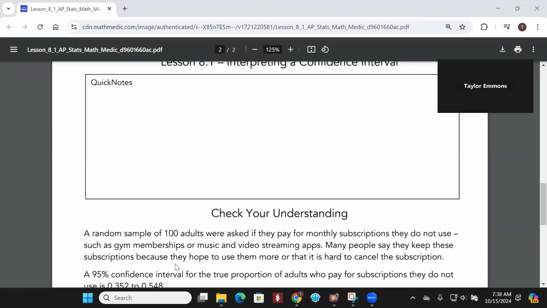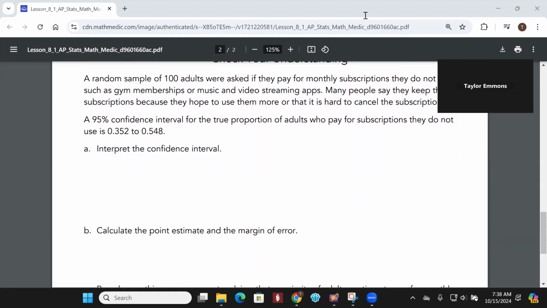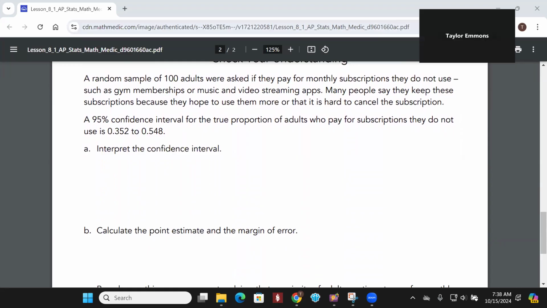Ready? All right. On a random sample of 100 adults, we were asked if they pay for monthly subscriptions they do not use, such as gym memberships or music or video streaming apps. Many people say that they keep these subscriptions because they hope to use them more, or that it is hard to cancel the subscription. So a 95% confidence interval for the true proportion of adults who pay for the subscriptions they do not use is 0.352 to 0.548. So we're going to interpret the confidence interval.